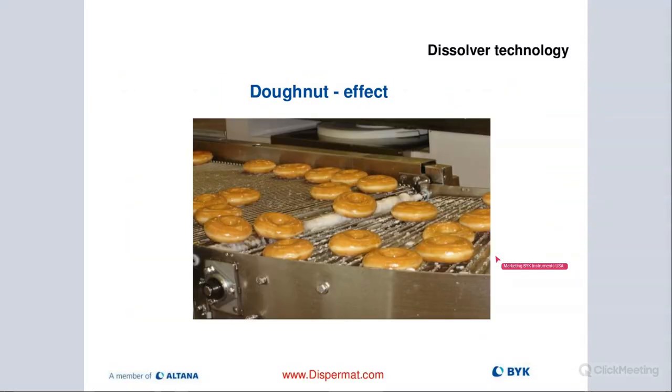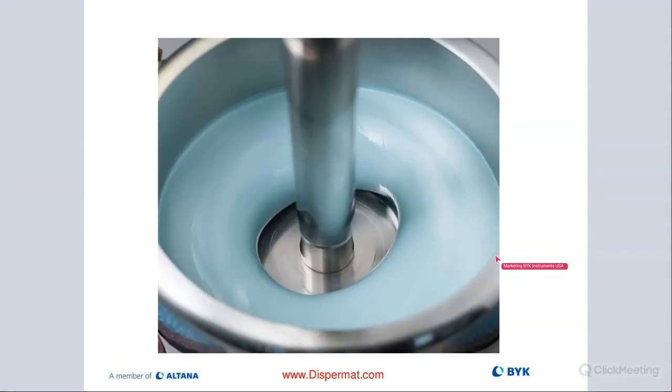Then we have this visual cue. We call it the donut effect. It's really a phenomenon that if I have the optimum tip speed and viscosity, I should see the appearance of a donut being formed inside of my container. This is actually a really good looking donut right here. And that's what you really want to see when you optimize the process.